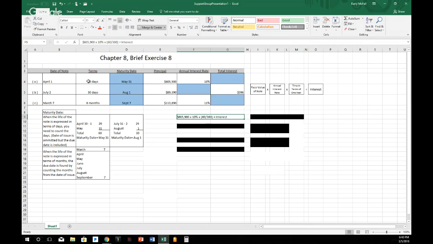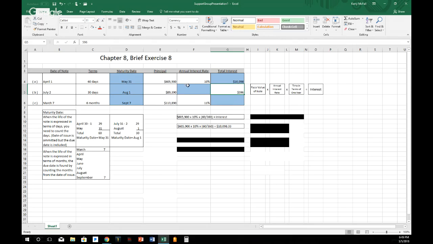Again, we are dealing with days in this case. So we have our 60 days, and then we need to divide that by 360 to make it in terms of 1 year. So we have 60 out of the 360 days. As we figure that amount, we come up with $10,098.33. It does ask us to round our answers to 0 decimal places. So with that, we would round down, and we have $10,098.